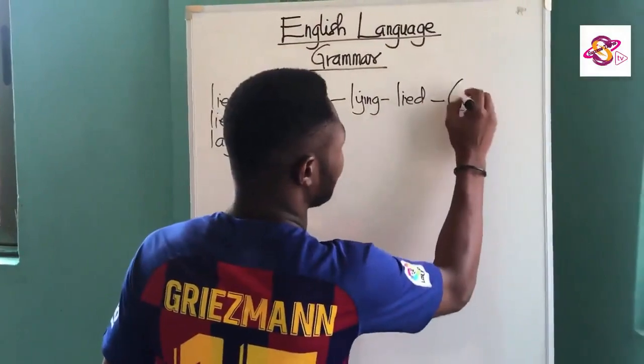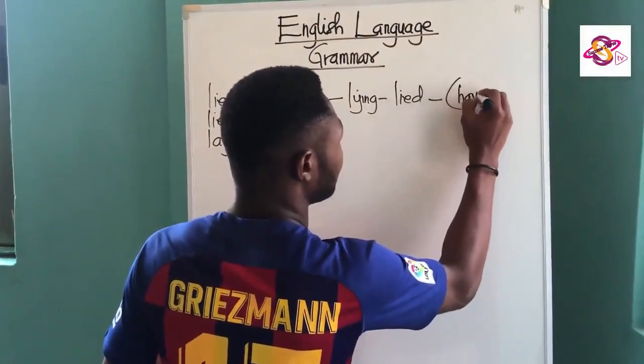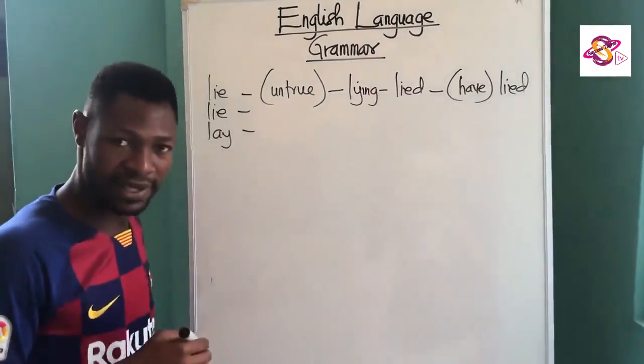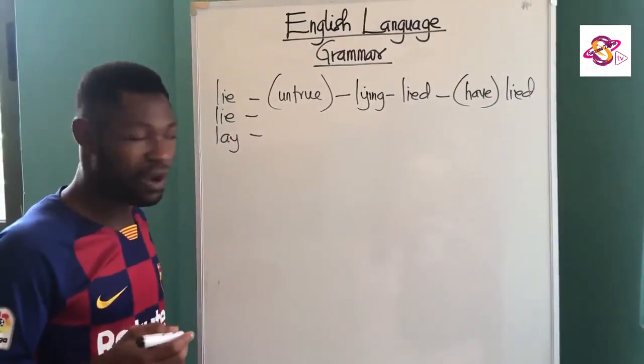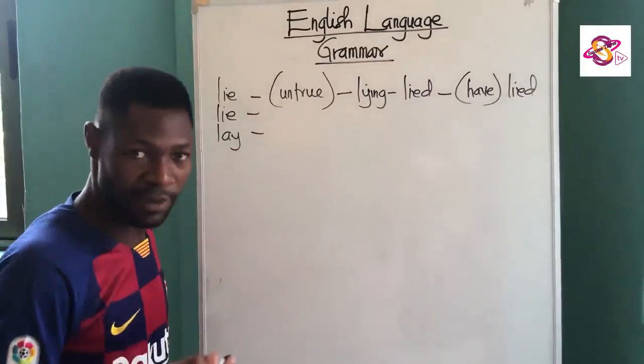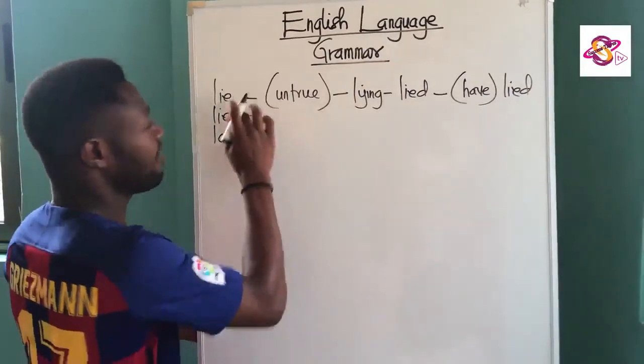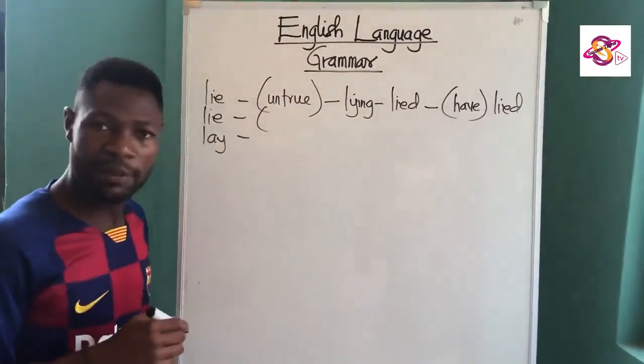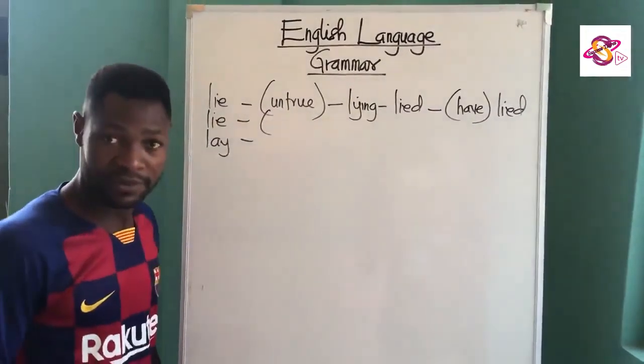Then the past participle. He has lied to me. He had lied to me. Or I have lied to someone. That has to do with the first one. Now when we come to the next one, we are talking about someone lying down.